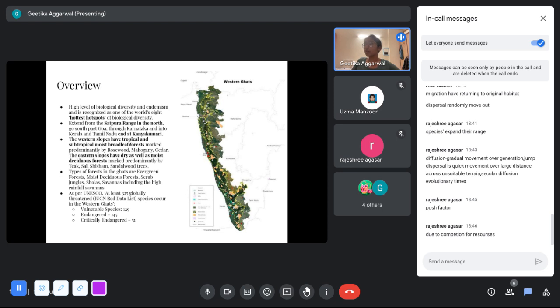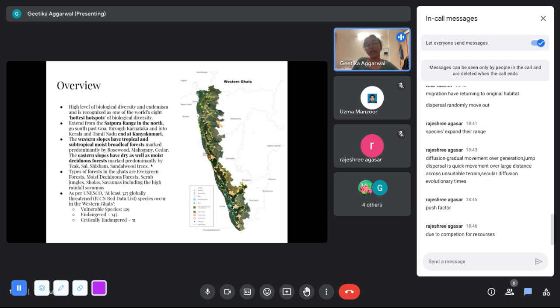So, the predominant types of forests found on the western slopes, you have the tropical, moist, broad-leaved forests, and they mostly contain rosewood, mahogany, cedar. And the eastern slopes have dry as well as moist deciduous forests, but they do not have these evergreen forests. They're mostly marked by teak, sal, shisham, and sandalwood trees.